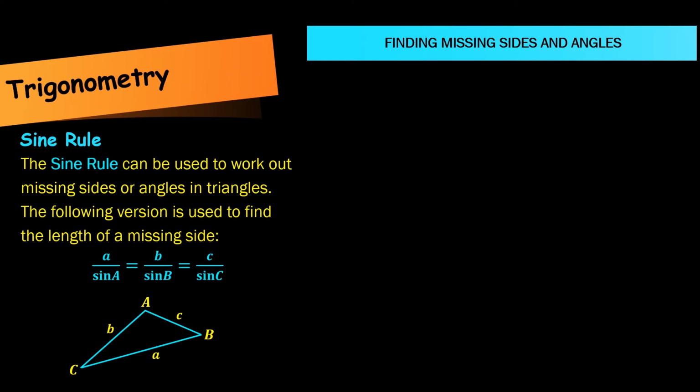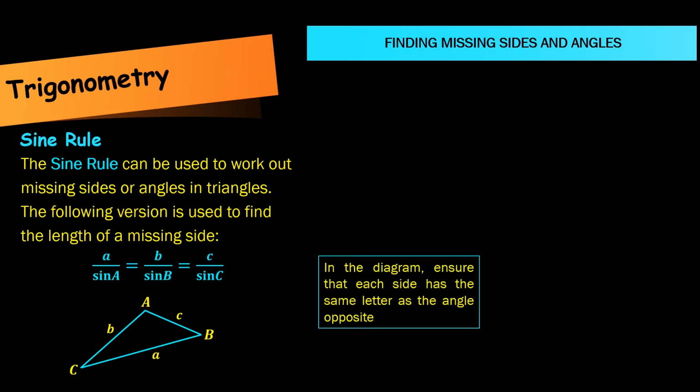Consider the diagram on your screen. Consider also the version of the sine rule shown on your screen. It can be used to find the length of a missing side. In the diagram, do ensure that each side has the same letter as the angle opposite. So little a is opposite capital A, the angle, and little b is opposite the angle capital B, and little c is opposite the angle capital C.